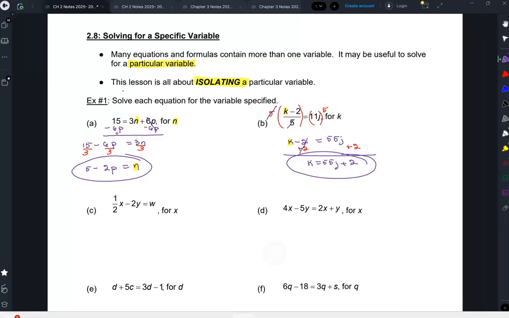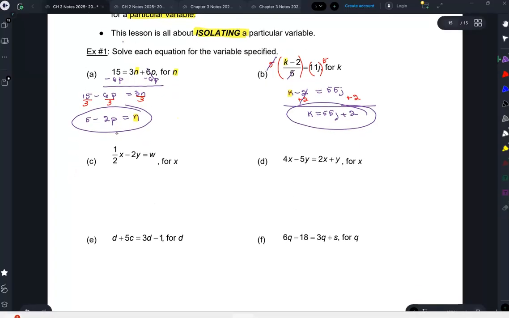Okay? All right, here we go. This one, I'm solving for x. x is this one. So what do you think I do first? What should I start with? Plus 2y. Yeah. Plus 2y. And then plus 2y again, I'm not going to align it, right? So this will be half x equals w plus 2y.